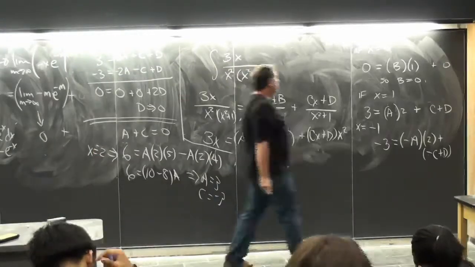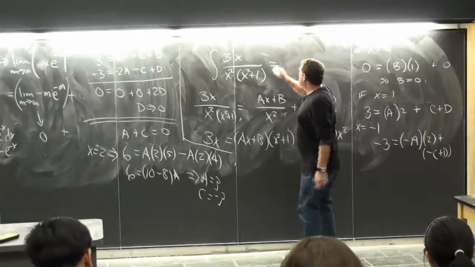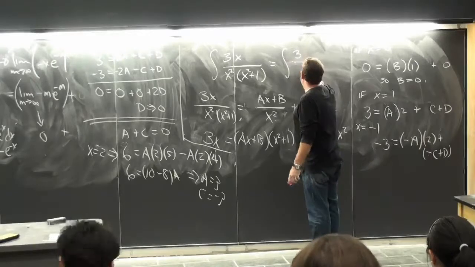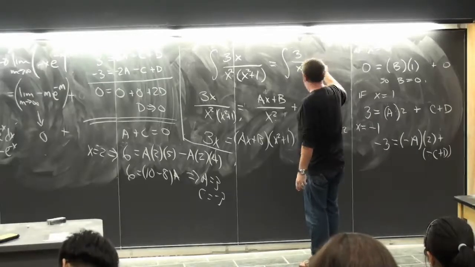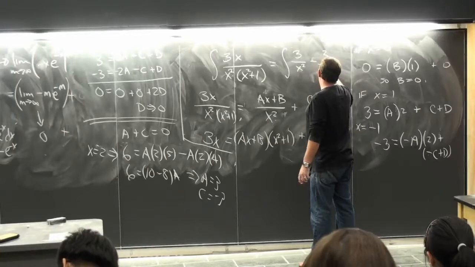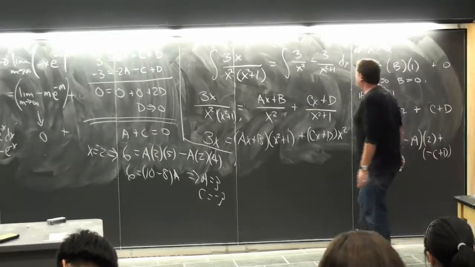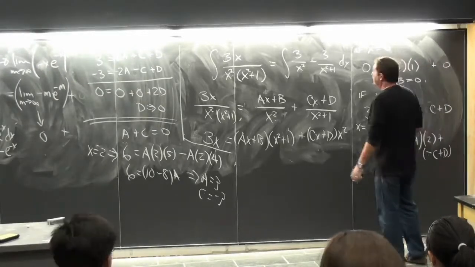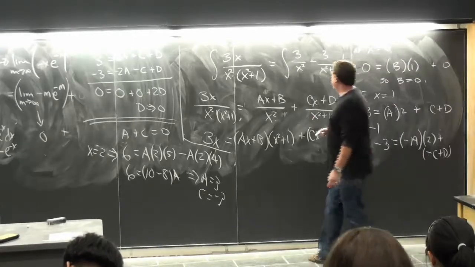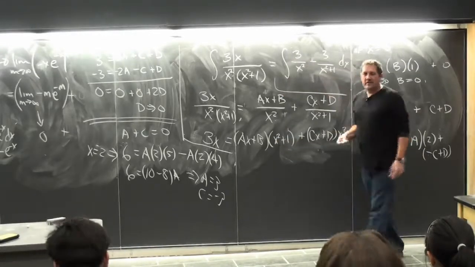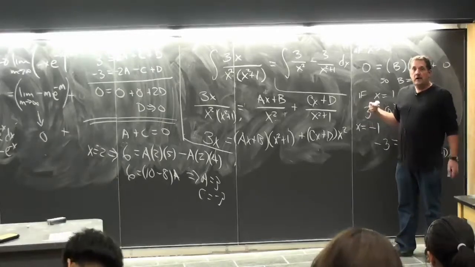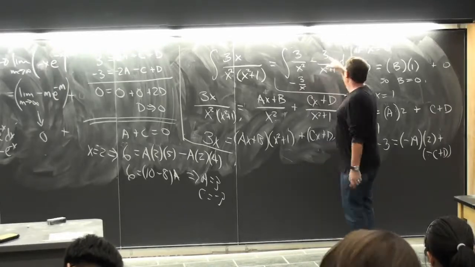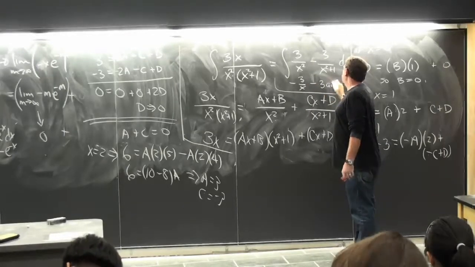And so after all of that garbage, we know that this equals 3 over x squared minus 3 over x squared plus 1. So my answer is, I didn't leave enough room. I'll write it here. So this 3 over x squared integrates to negative 3 over x. And this is 3 arctan.